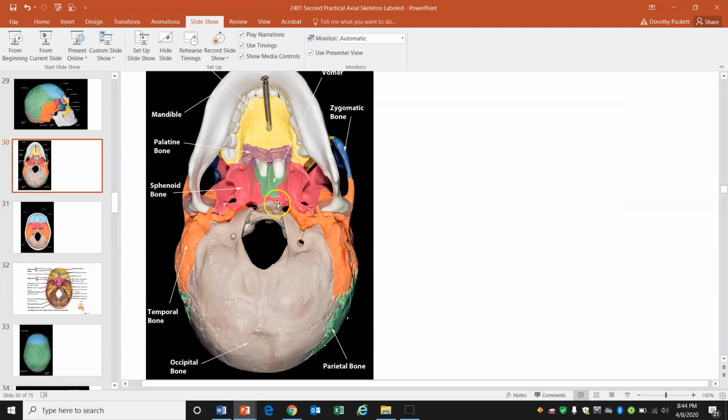This is an inferior view of the skull. Here is the foramen magnum, where the spinal cord and the brain meet. We can see from the undersurface the sphenoid bone and part of the vomer. But I want to draw your attention to the hard palate, and this is part of the maxilla and the top teeth. You can also see the mandible here, which is still in place. You can also see the mandible connected to the temporal bone.